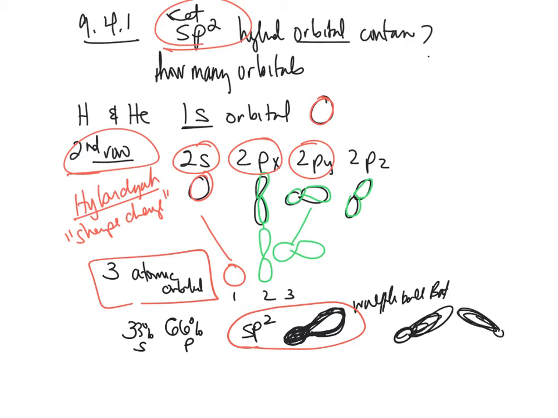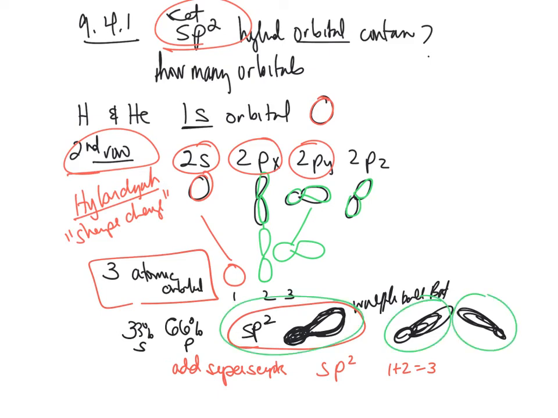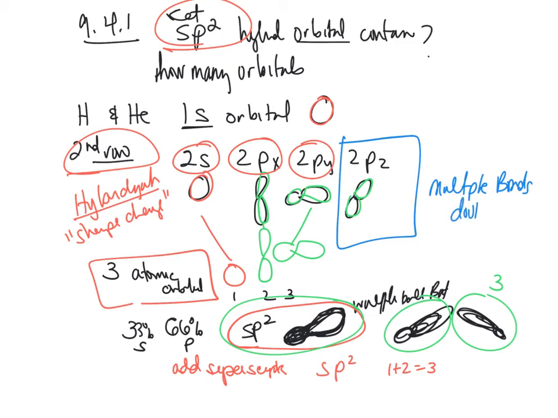Okay. So these wiffle ball bats, if you add your superscripts, sp2 is 1 plus 2 is 3. So we need 3 of these. 1, 2, 3. So the answer is 3. And what that does is that leaves 1 left over. This is unhybridized p left over. And that's going to be important for multiple bonds. You have to have that for a double bond or a triple bond.